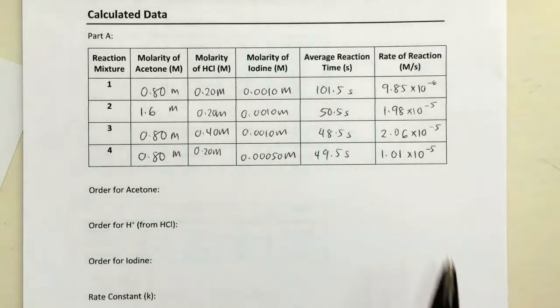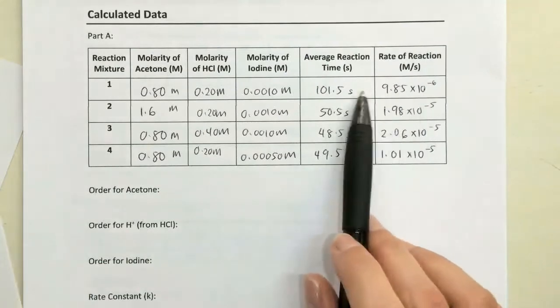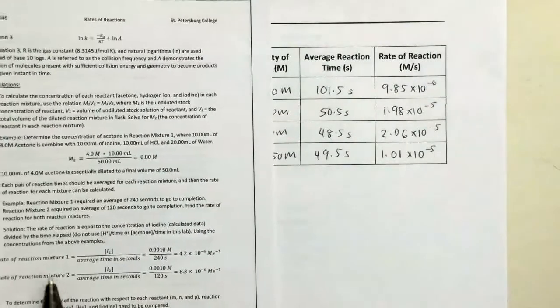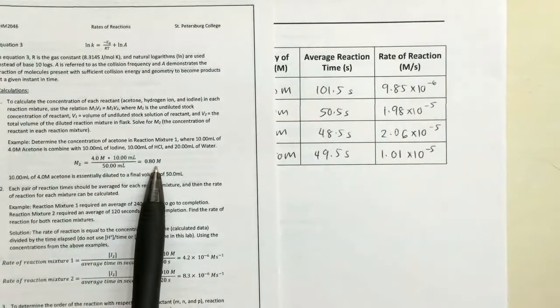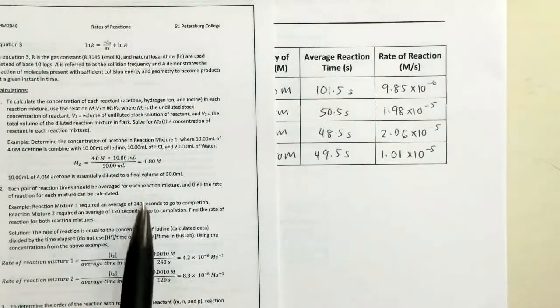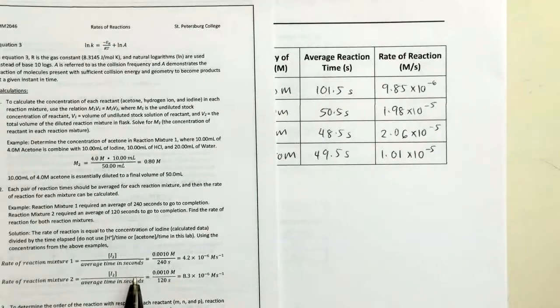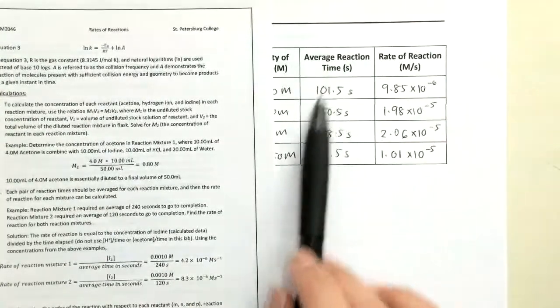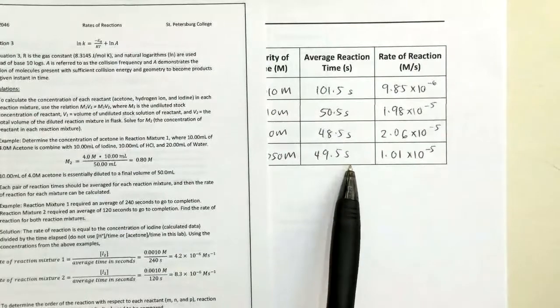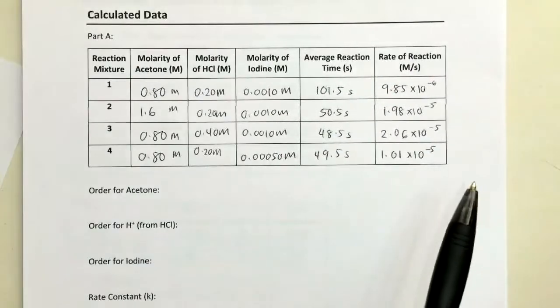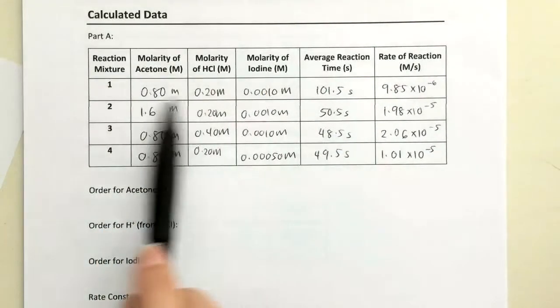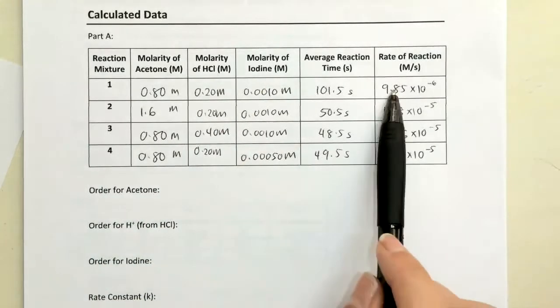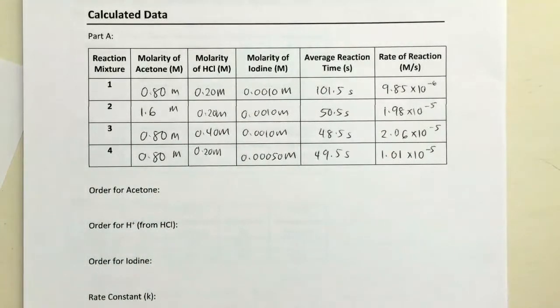Okay, now that we've seen how to calculate reaction rates at average time, based on the molarity calculations here, M1V1 equals M2V2, and then we also did reaction rates by taking the molarity of iodine divided by the average time, which is right here that I did for my set of data. Yours might be different, okay? So I have all my rates here. Now I can take reaction mixture 1, 2, 3, 4 molarities and the rates to help me calculate the order for each of these reactants here.